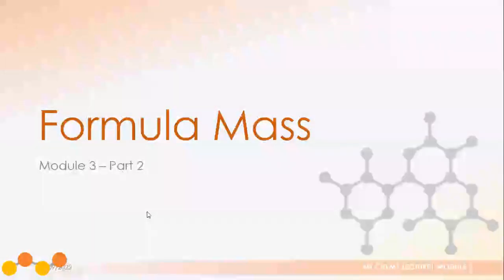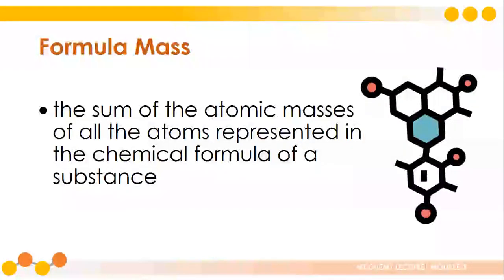What is formula mass? Formula mass is the sum of the atomic masses of all the atoms represented in the chemical formula of a substance. So in here, we are going to make use of our periodic table of elements. It is the sum of the atomic masses of all the atoms or elements represented in a chemical formula of a given substance or compound. In here, we will be calculating the atomic masses of a compound based on the elements that are included in them.